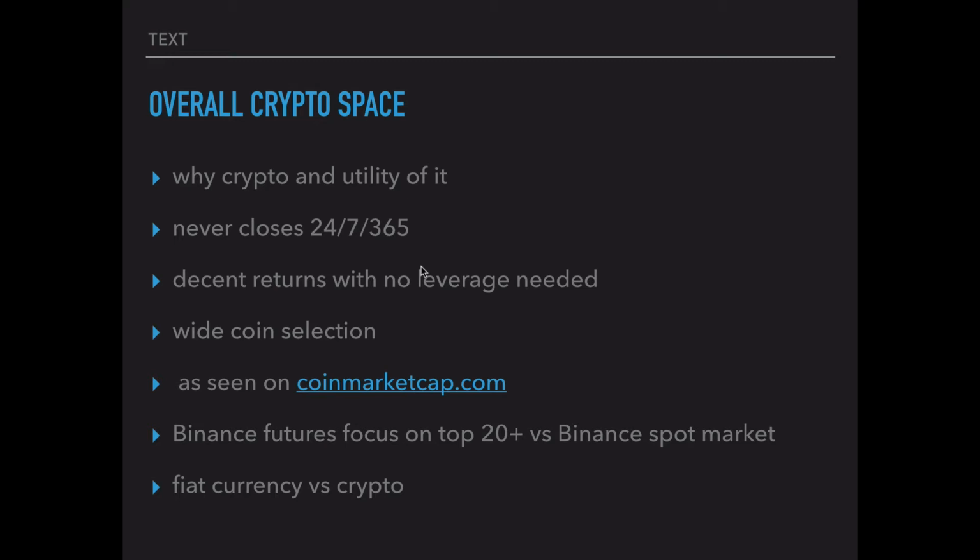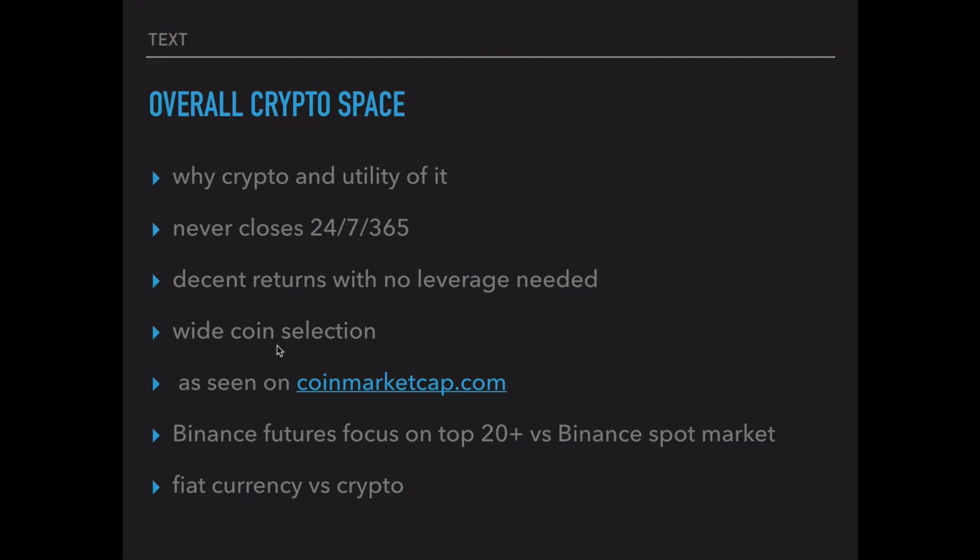You don't even need leverage to get decent returns. It's way better than, as I've done the analysis on, the traditional S&P 500 markets, and you can easily blow the doors off of Forex. Because in Forex, to get the same level of return you get in crypto, you have to use crazy leverage, but with a lot less risk in crypto.